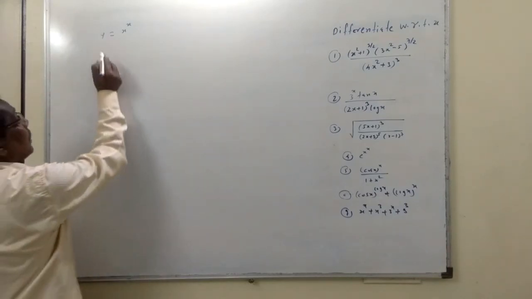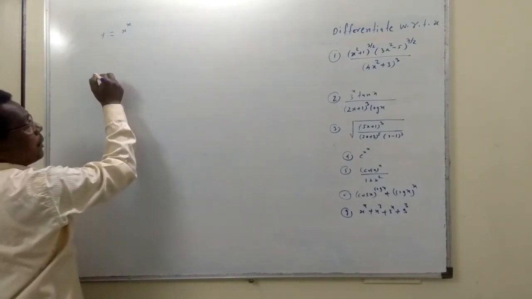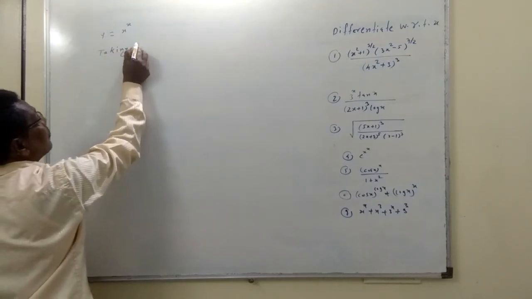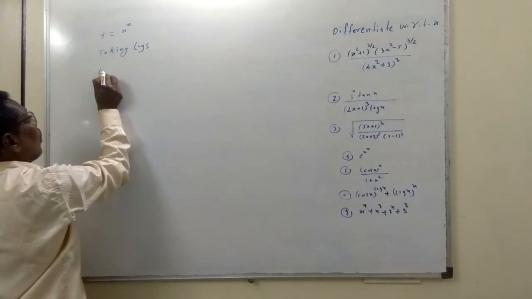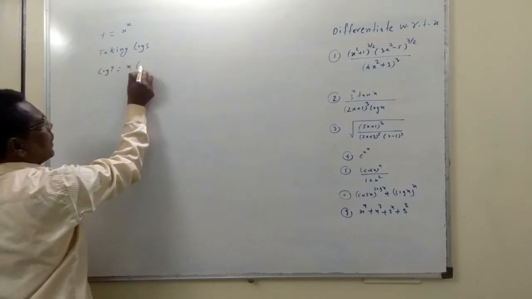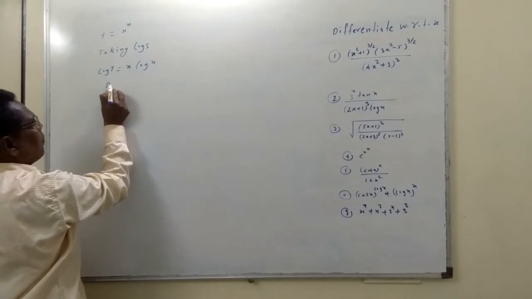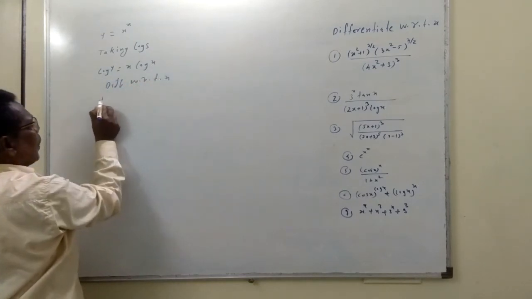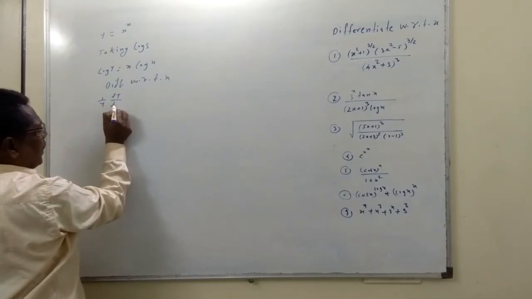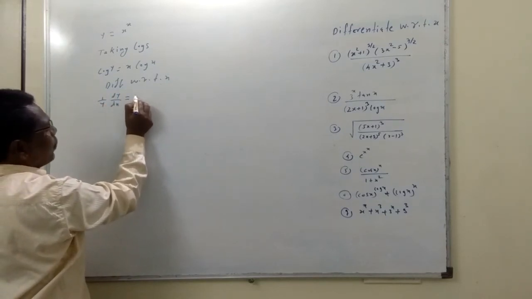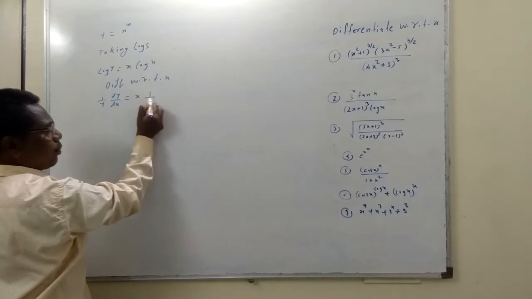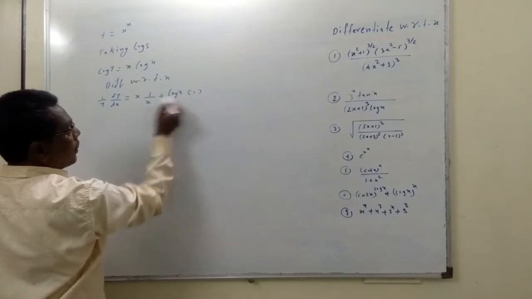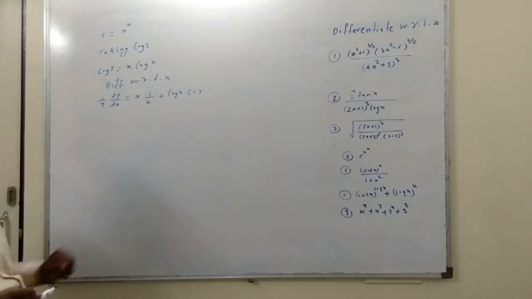Now here, this x raised to x is a function raised to a function, so we take logs. So log y is equal to x log x. Differentiate with respect to x: 1 upon y dy by dx is equal to x constant, UV formula, derivative of log x is 1 upon x, plus log x constant, and the derivative of x is 1. So we have used the UV formula here.